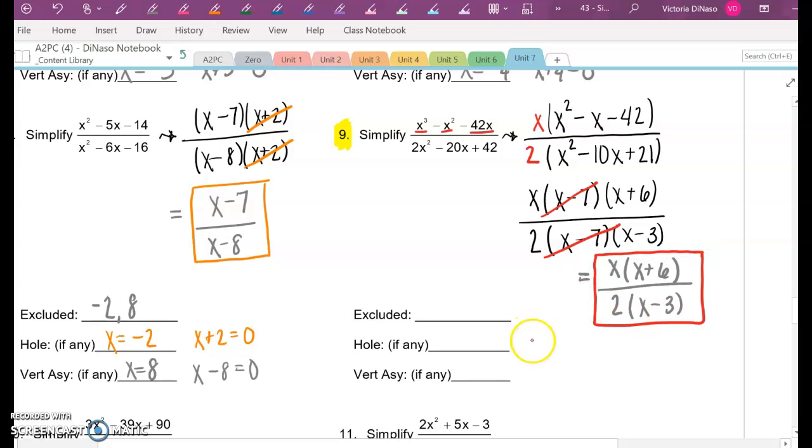My hole: you're going to take what you canceled, x minus 7, equals 0. We get that the hole is at x equals 7. My vertical asymptote is what's left over in the denominator. So if I set 2 equal to 0, this doesn't work, so 2 is not part of my answer. We take x minus 3, set that equal to 0, and you get x equals 3. So my hole is at 7, my vertical asymptote is at 3, and my excluded values are 7 and 3.